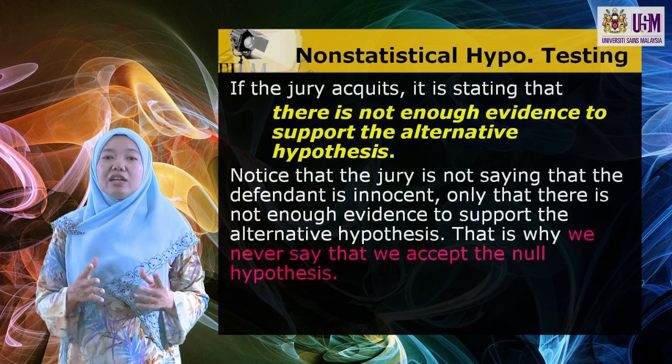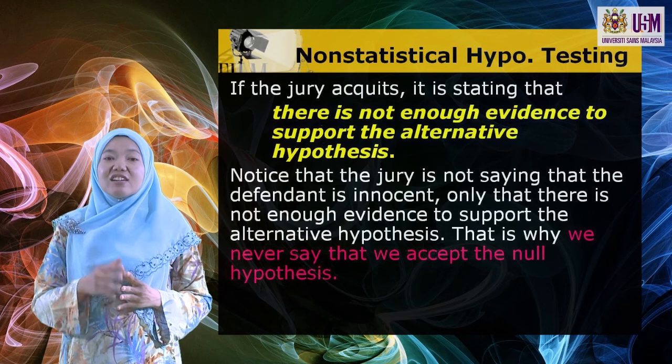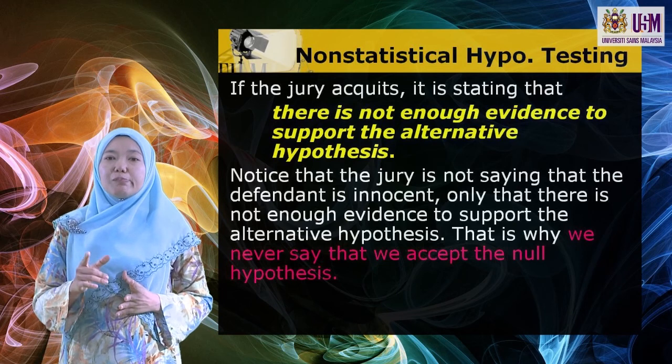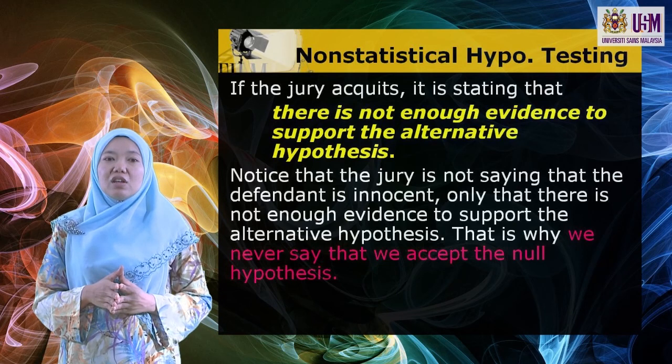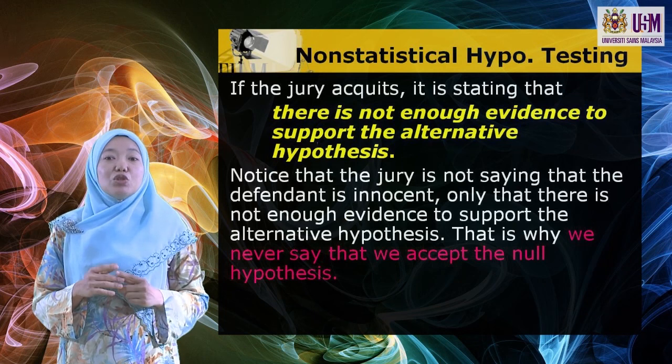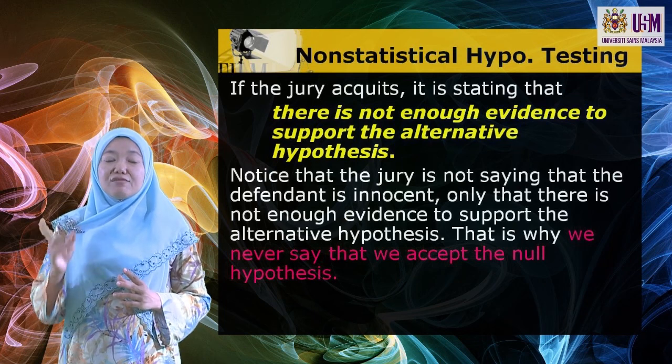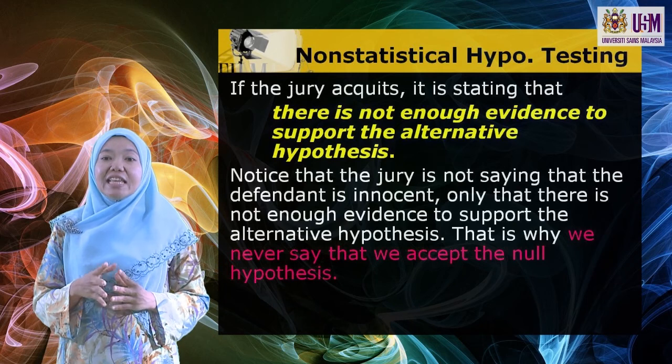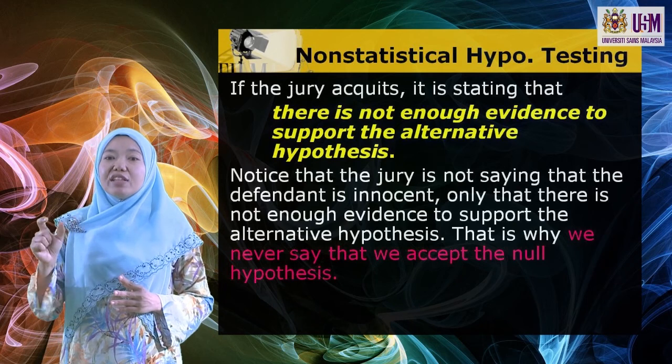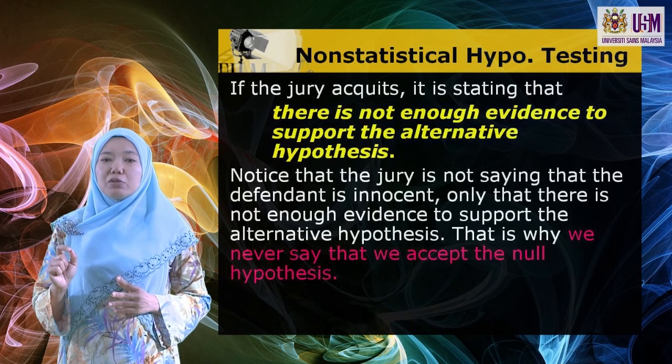Okay, so in other words, the jury is stating that there is not enough evidence to support the alternative hypothesis. Did you notice that the jury is not saying that the defendant is innocent, only that there is not enough evidence to support the alternative hypothesis.